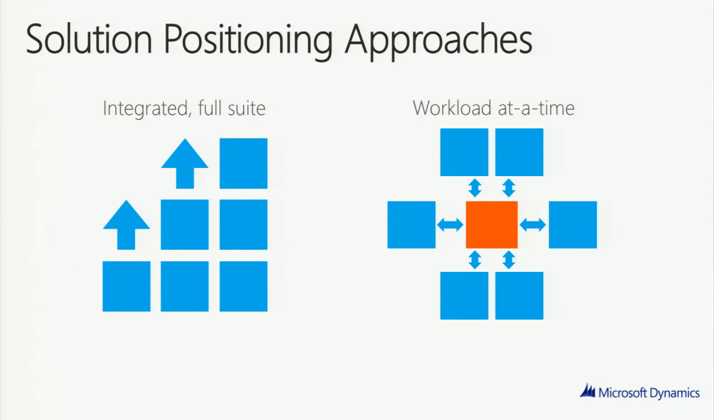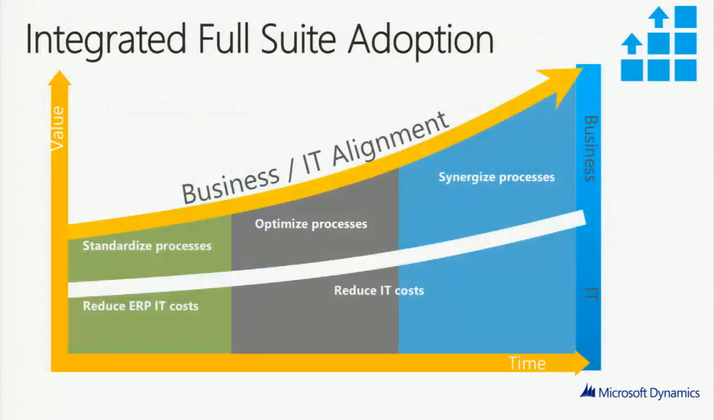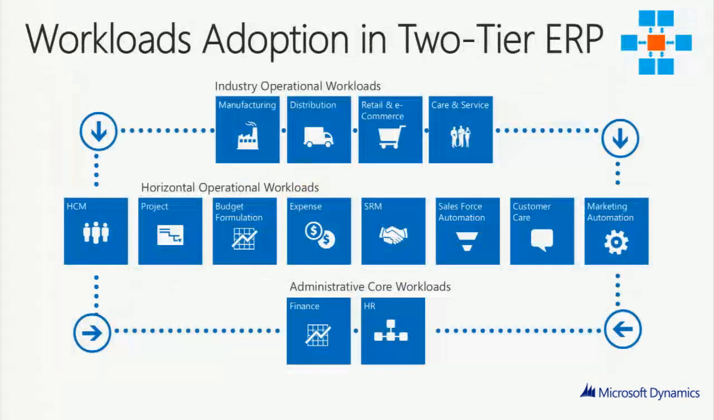So what we do is we talk about a workload at a time. So it's essentially two different selling approaches, depending on the needs of the customer. If the customer is looking for a full suite adoption, the pitch that we have is you get your standard processes, you go all the way from an optimized to a synergistic process, you reduce your ERP costs, your IT costs. And we can do that, we're doing that, we've got multiple case studies to back it up. But more and more with manufacturing, it's all about what are the workloads that we can resolve for the customer.